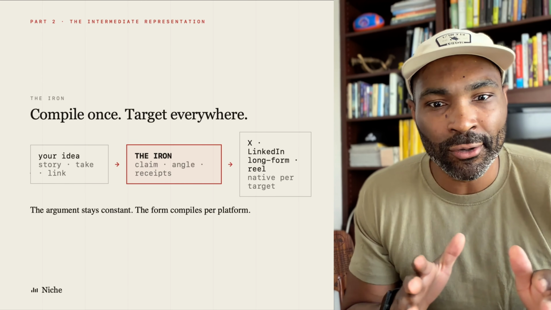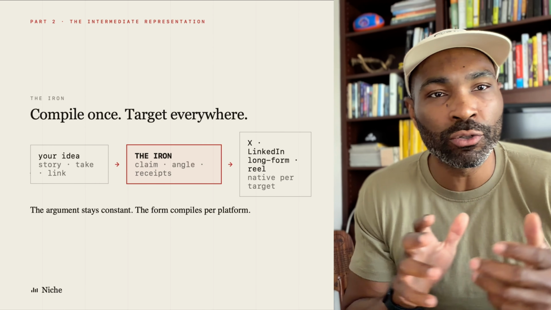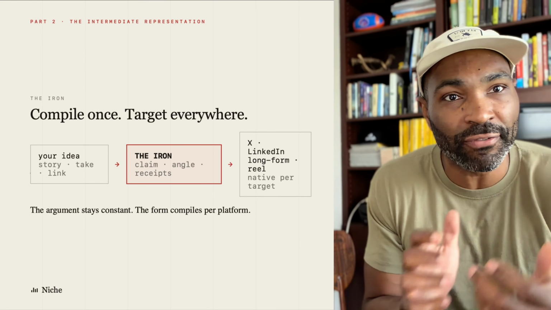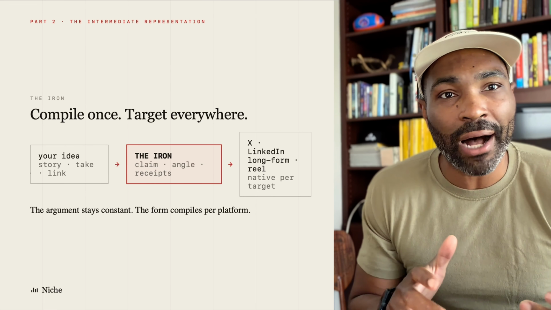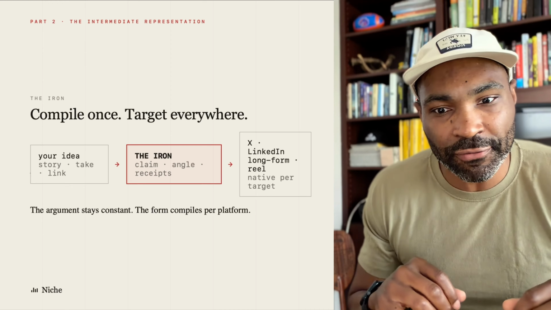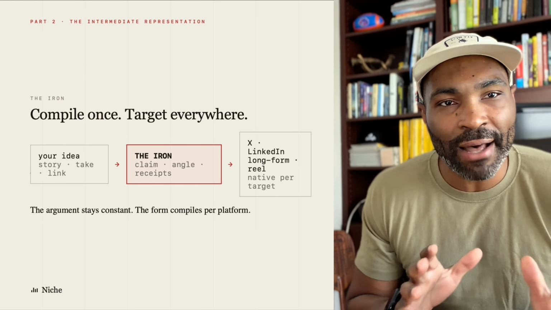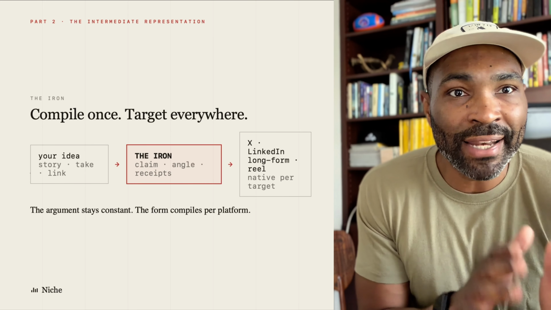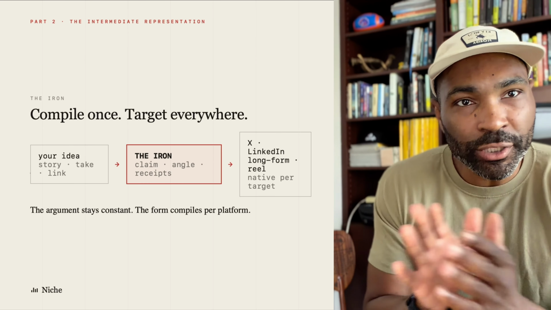Like you already know how to fix this because many of you all fix this exact problem in code all the time. So think about how a compiler works, right? You don't compile your source code straight to 5 different architectures with 5 separate parsers. You compile to an intermediate representation first, one clean verified middle layer, and then you generate native content per target.